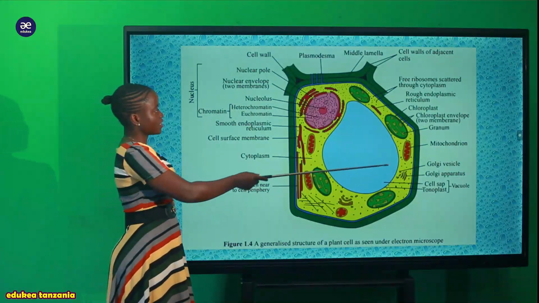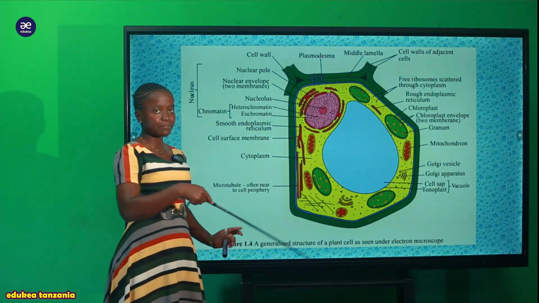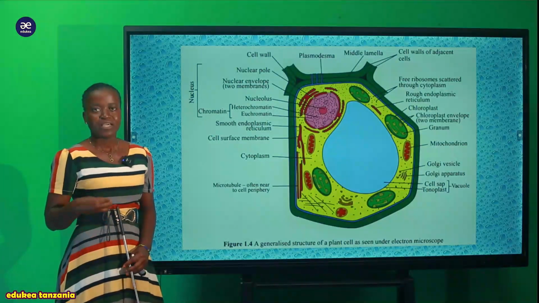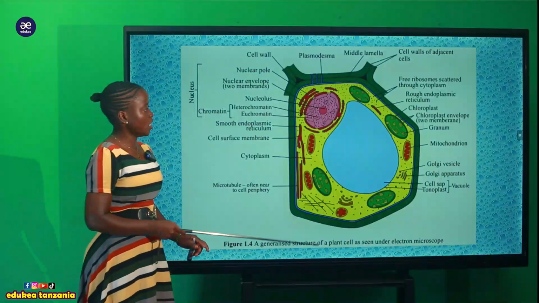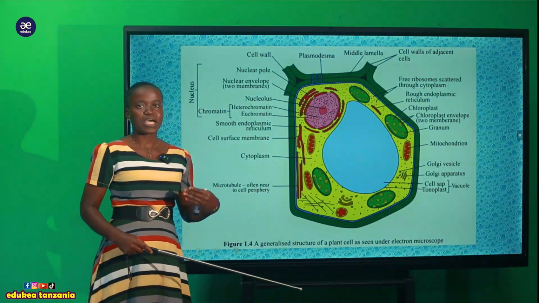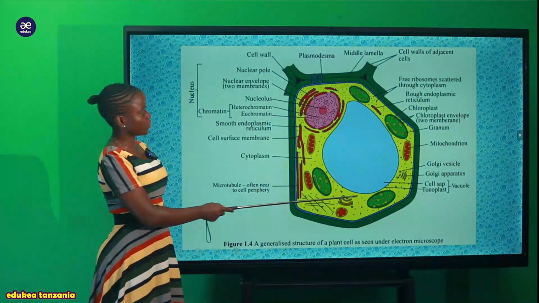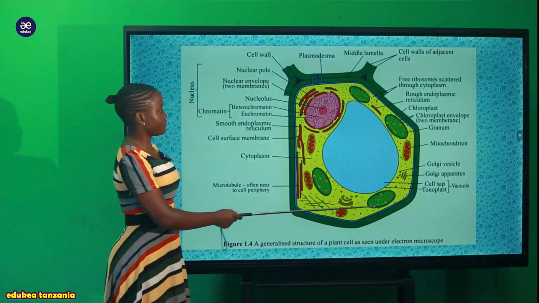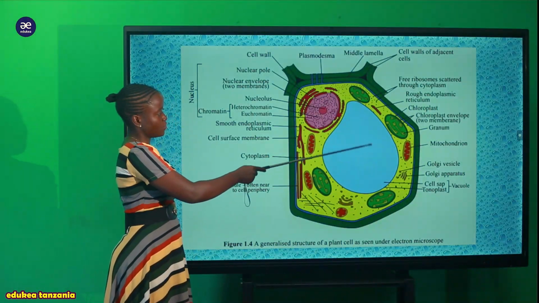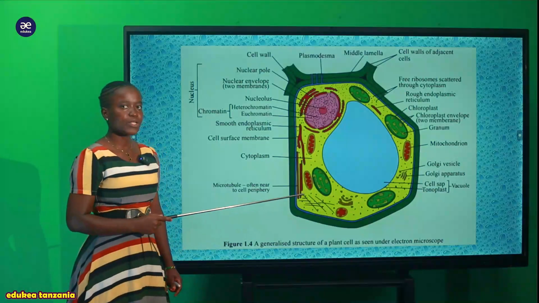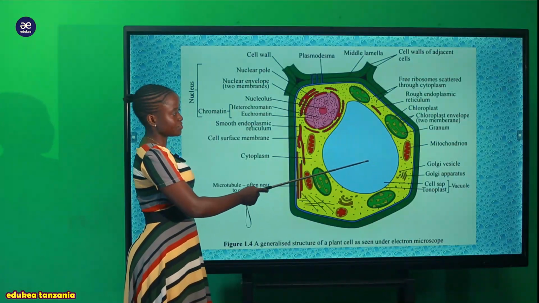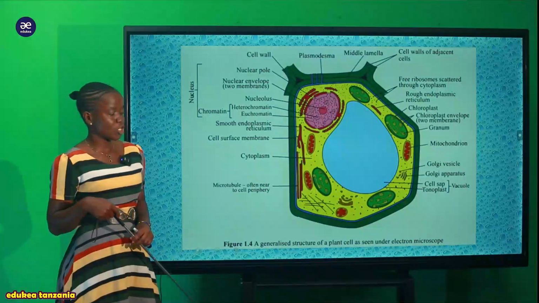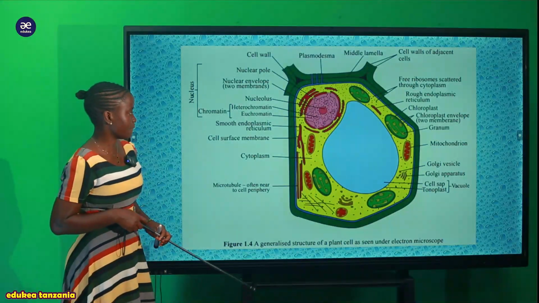Now you can see within the structure of the chloroplast, we have the granum. While we are moving further, you're going to understand what this granum is and its function. So also we have the mitochondria, which act as a powerhouse. We have the Golgi vesicles, or the Golgi apparatus. And also we have this vacuole. Now you can see this blue part at the middle. It is called the vacuole. Its role, we have already seen, is that it helps in storage of nutrients together with water.